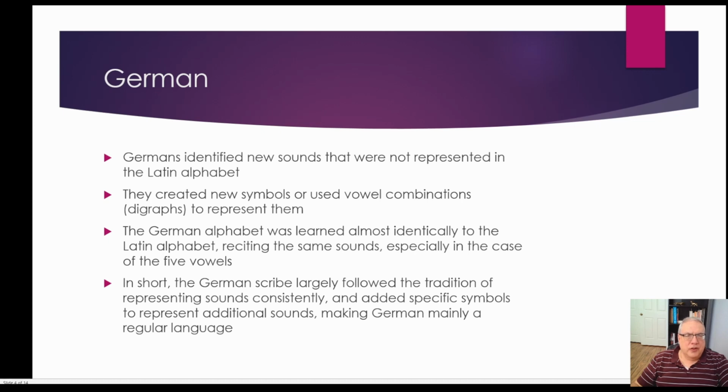Schön was written first Schoen, and in this case OE represents the sound which is not the O and is not the E. In short, the German scribe largely followed the tradition of representing sounds consistently and added specific symbols to represent new sounds, making German a regular language, which means the way the word is written represents its standard pronunciation.